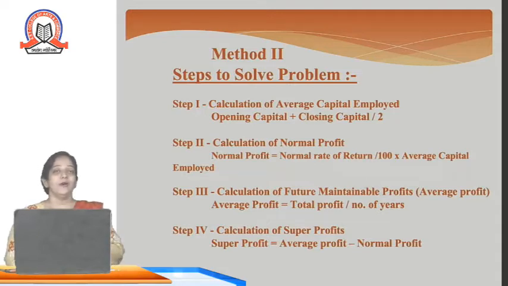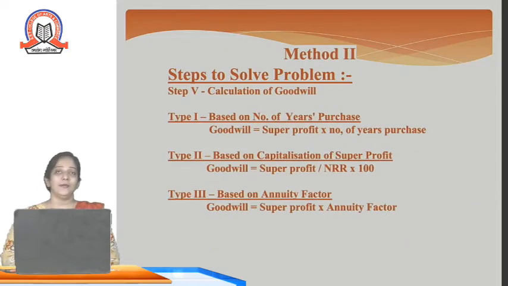Now till this fourth step, in all the 3 types of sums, these 4 steps will be common, and a person is supposed to calculate all these 4 steps. But for the 5th step, that is for the calculation of the goodwill, if we have a type 1 problem, which is based on the number of years purchased, we have to calculate the goodwill using the formula: goodwill is equal to super profit into number of years purchased, which will be given in the question.